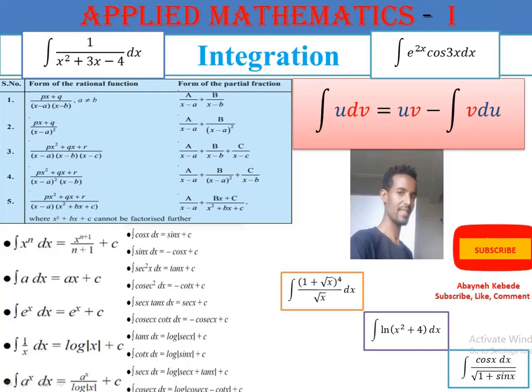Some of the formulas are given here. For example, to use integration by substitution, that means if the integral is given in the form of the integral of f of g of x times g derivative of x dx, then by letting u equals g of x, it becomes the integral of f of u du. And integration by parts: the integral of u dv is equal to uv minus the integral of v du.